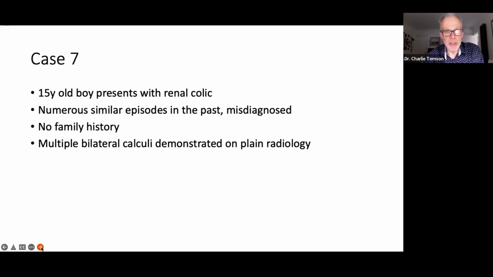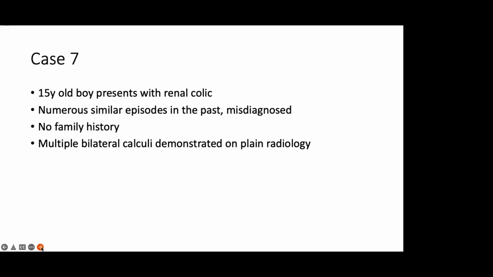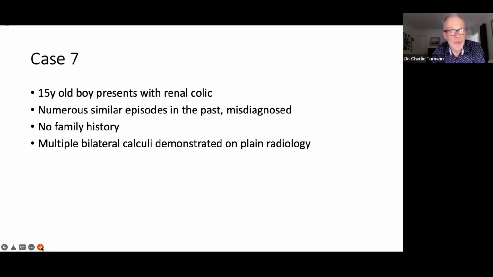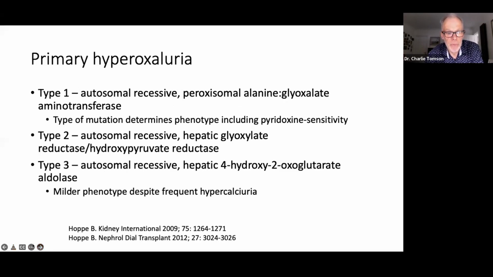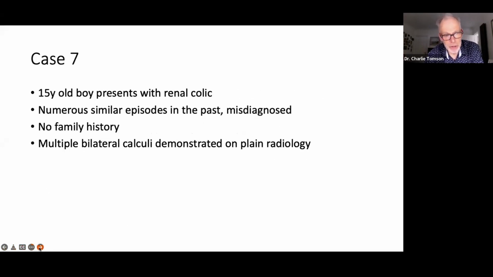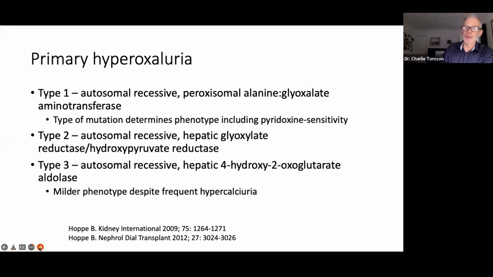My last case, I hope I'm doing all right for time, chair people, but please tell me if not, is a 15-year-old boy who presents with renal colic. He's had numerous similar episodes in the past, but most of these were passed off as bellyache in a small child. There's no family history, and he has multiple bilateral calculi demonstrated on plain radiology. I'll skip straight to the diagnosis, so I won't put you through the trouble of asking you to tell me what these are. This is to illustrate primary hyperoxaluria.